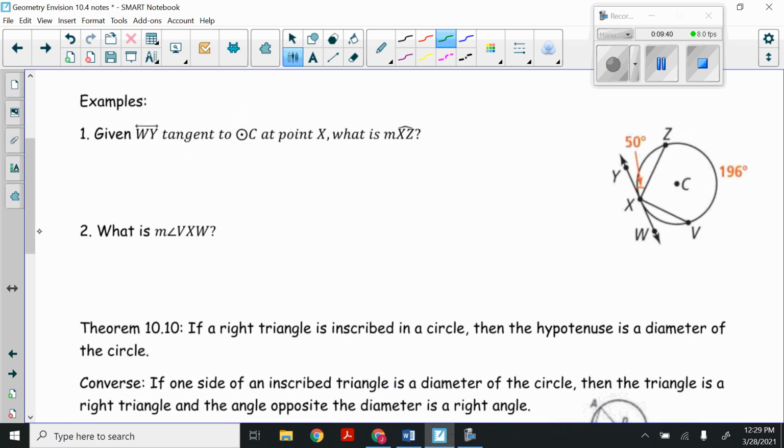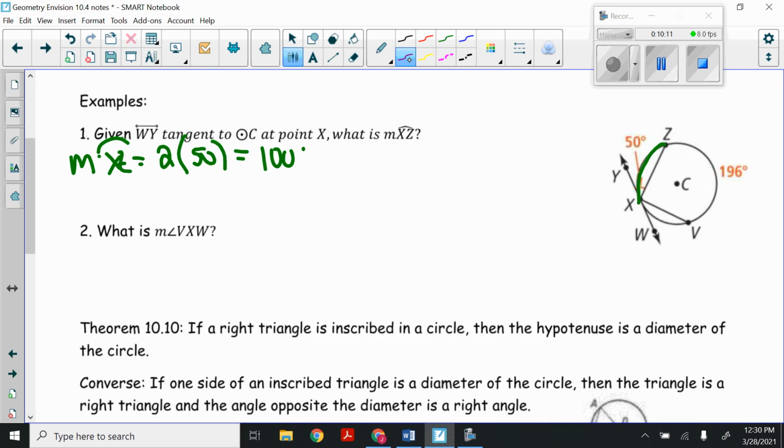Given that WY is tangent to circle C at point X, what is the measure of arc XZ? So this arc. So we know that the measure of arc XZ is equal to 2 times that angle right there, they told me was 50. So 2 times 50 is 100 degrees.